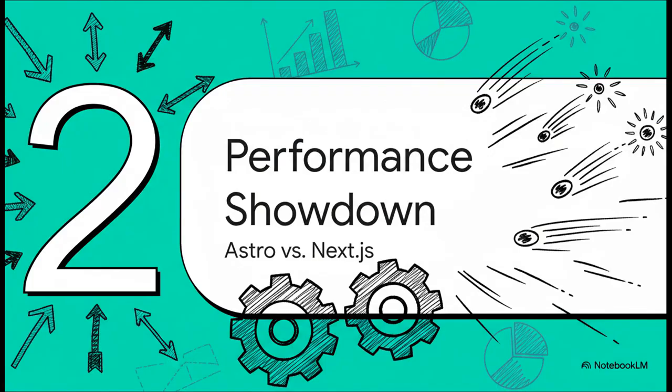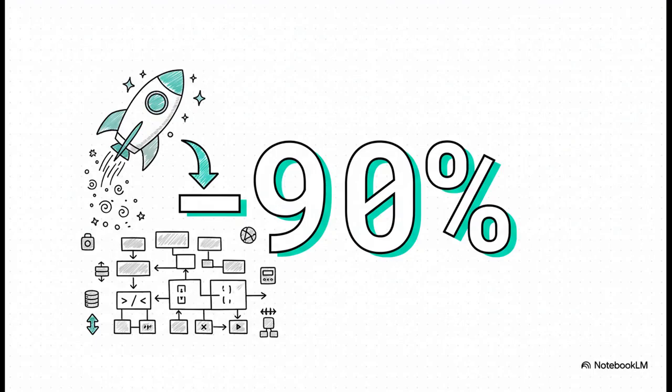Okay, now for the fun part. Let's look at the actual numbers. This is where those differences in architecture become impossible to ignore. It is time for a performance showdown. Let's start with this number, a whopping 90% reduction. That is a huge drop. But a drop in what, exactly?